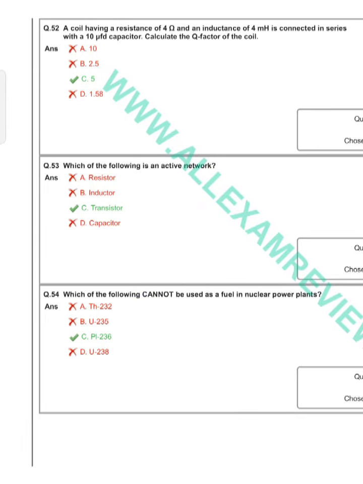Yeah. What is an active network? Which of the following is an active network? Transistor. Passive elements are resistance, inductance, capacitance, all are passive networks. Which of the following cannot be used as a fuel in a nuclear power plant? Here, I-236. Yeah, it's a tough one.